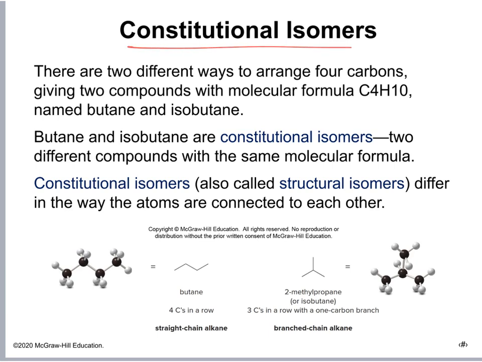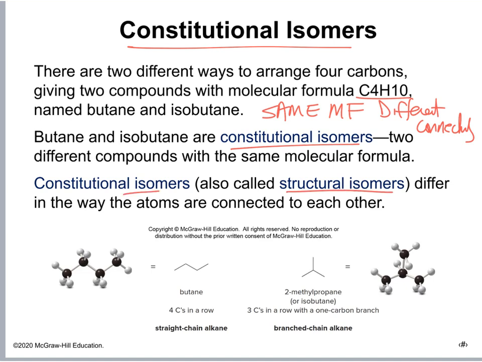Now, constitutional isomers, they have same molecular formula, different connectivity. These are constitutional. They're also called structural isomers. I'll probably call them constitutional isomers, and they're different compounds. They're going to have different melting points, different boiling points. Okay, so this is butane. 1, 2, 3, 4. There's butane. And you can get some molecular model kits for like $20 if you would like to make some models, and you can use those for your exams.